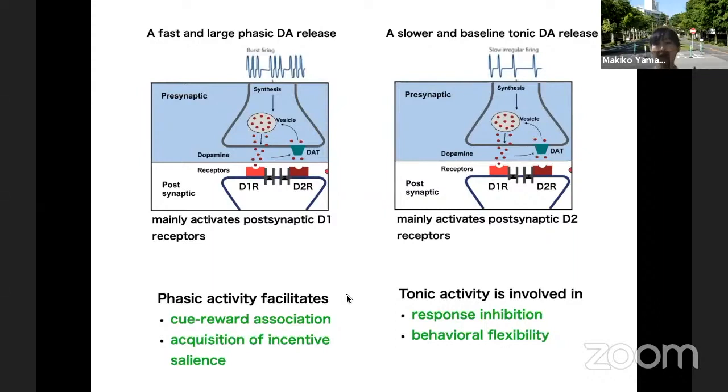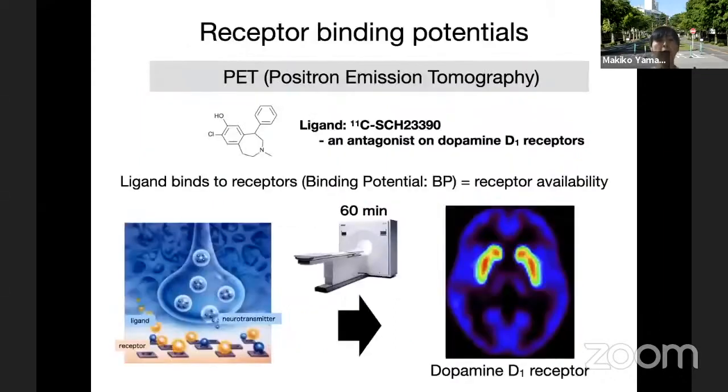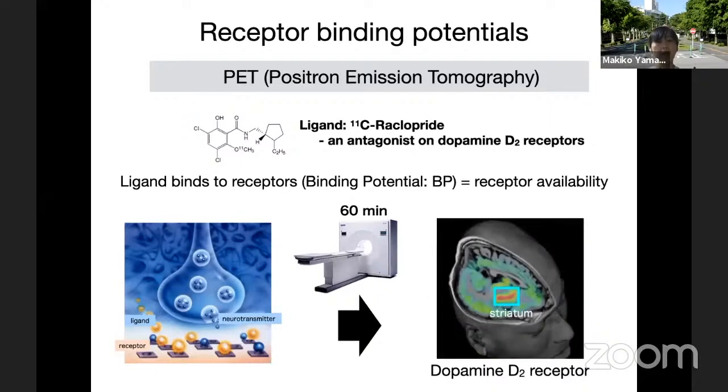And we scanned subjects. For one group, we scanned the D1 receptors using this ligand. And in another group, we measured the D2 receptor availability in striatum using carbon-11 raclopride, which is an antagonist on dopamine D2 receptors.